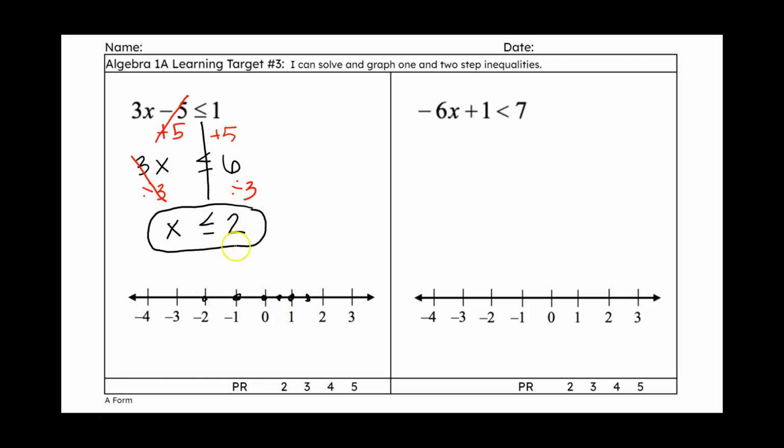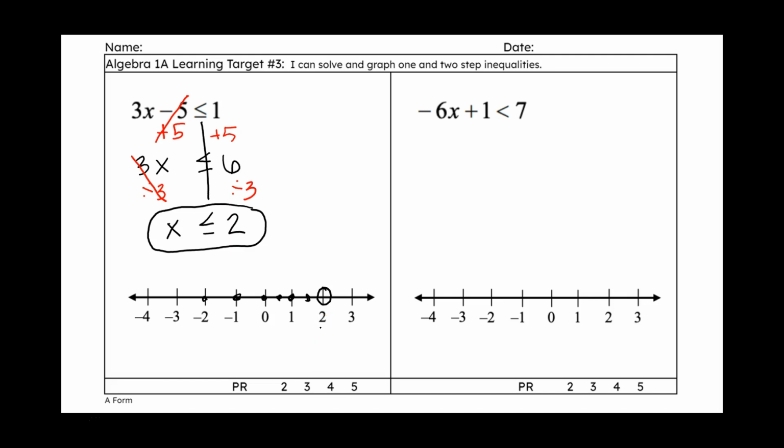My target value is 2. So this is where my solution set begins. Notice that 3 is not a possible answer because 3 is not less than or equal to 2. It's larger than. So this is where my solutions begin. This is my boundary point.